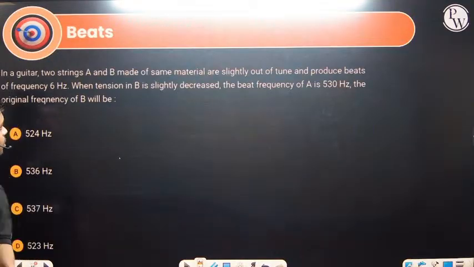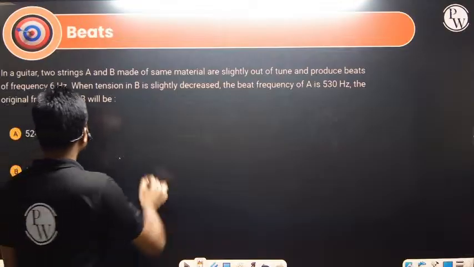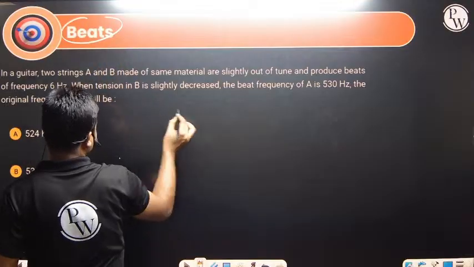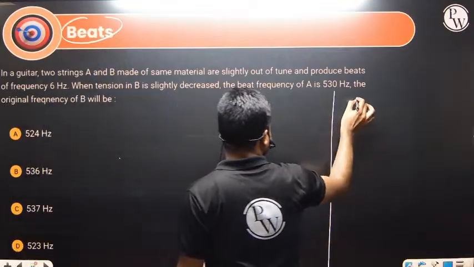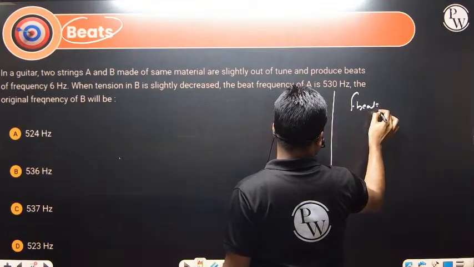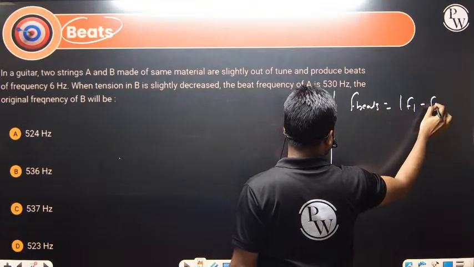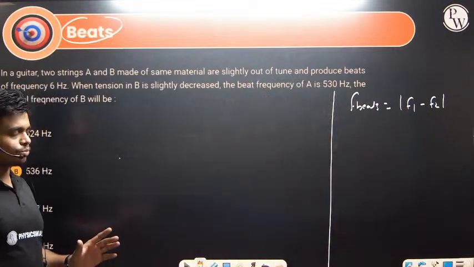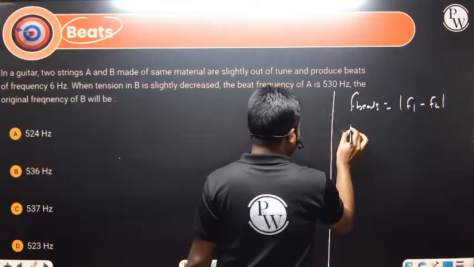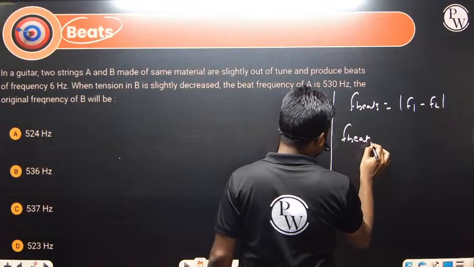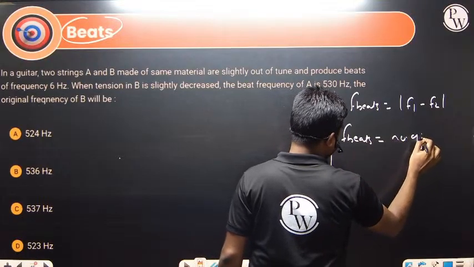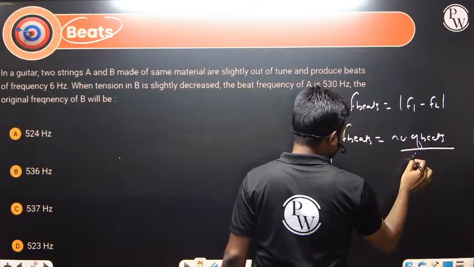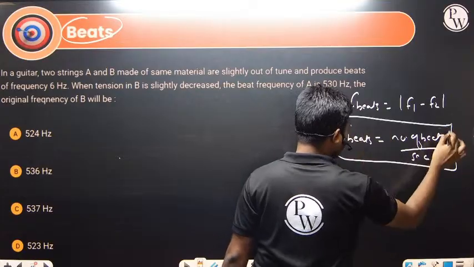Okay, so the last part is beats, that is beat frequency. The frequency of the beats is given by the difference in the two frequencies of any two vibrating bodies. This difference of the two frequencies is what we define as beat frequency. Beat frequency is also defined as the number of beats produced per second.